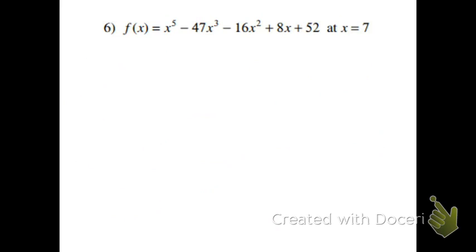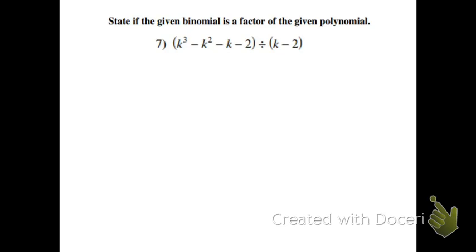Good answer. All right, now it says state if the binomial is a factor of the given polynomial. Now, before we start these, state if the given binomial is a factor. So these are all yes/no questions. Yes or no. Is it a factor or is it not? So how we're going to get that is the remainder. If the remainder is 0, then it is a factor. Okay, it goes in evenly. If the remainder is something else, no, it's not a factor.